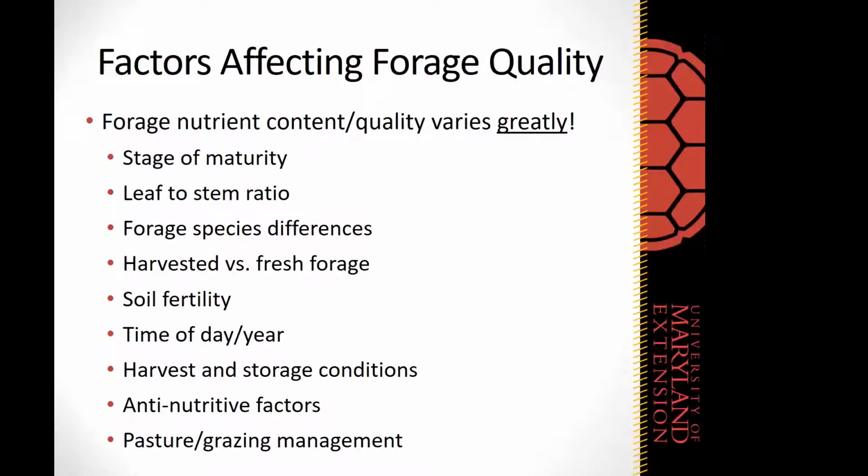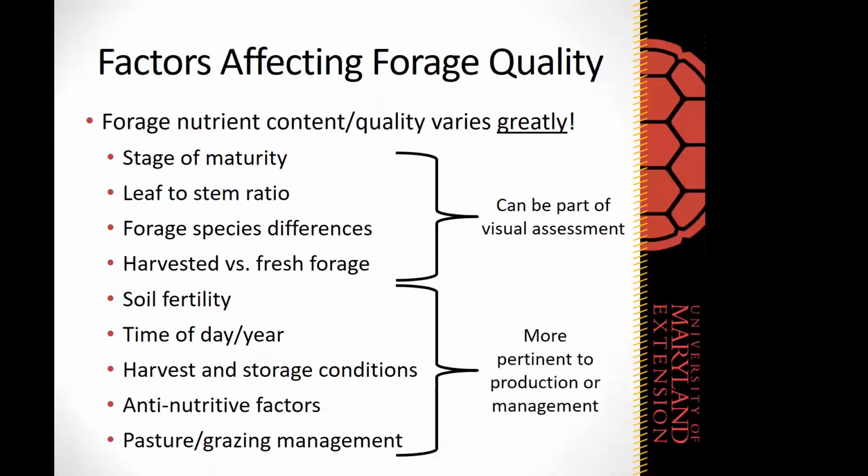But then remember that there are a huge number of factors that affect our forage quality. Forage nutrient content varies a lot based on all of these different things that you see listed here. Maturity is a big one, differences in forage species, soil fertility, the management conditions. All of those things can affect the forage quality and the amount of nutrients present in those forages. Some of these we can see visually: how mature was that forage, how leafy is it, how stemmy is it, what type of species do we have there. Some of them are a little bit more pertinent to management, so how that forage was managed in terms of soil fertility, how it was handled during harvest. So we can use these other things to assess or rely simply on our forage analysis to tell us the nutrient value of that forage.